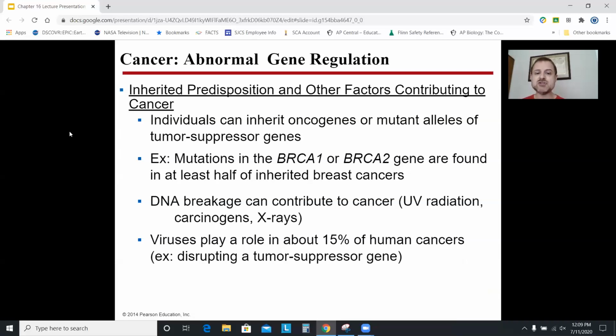The question is, do you have the mutated version, which can lead to breast cancer? And you can do genetic testing to see if you have a mutant version of the BRCA1 or BRCA2 gene. And let me just clarify, men and women can have the BRCA1. A guy can get breast cancer.